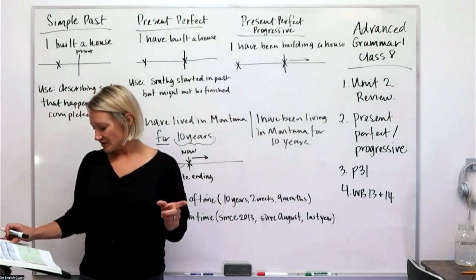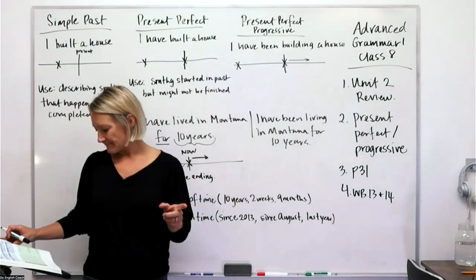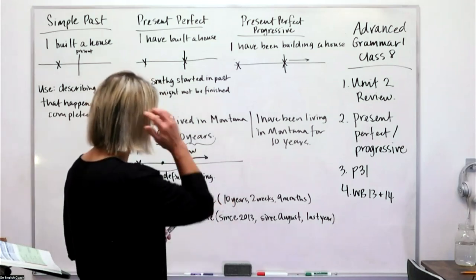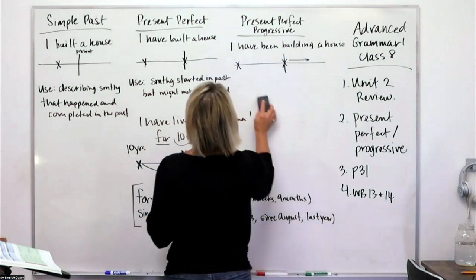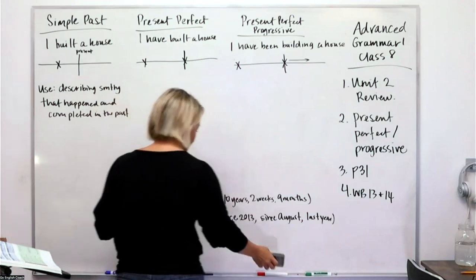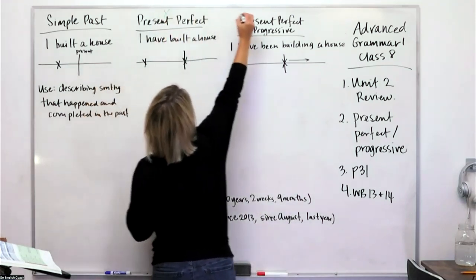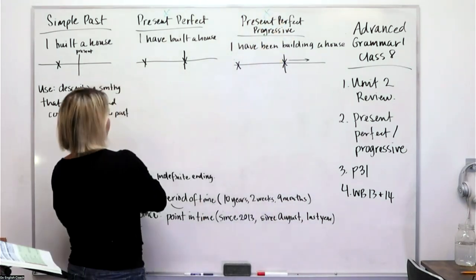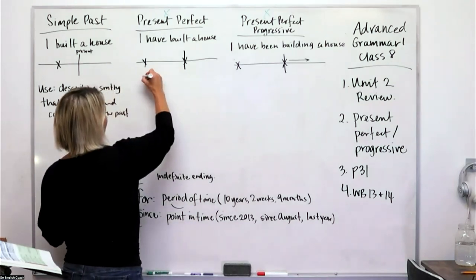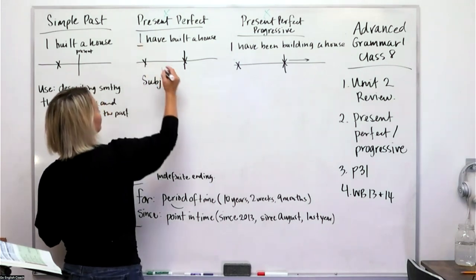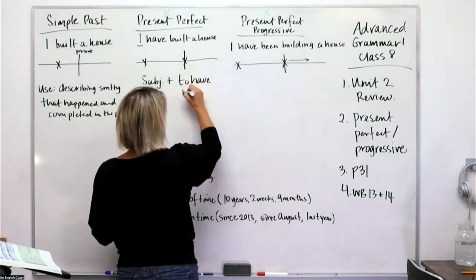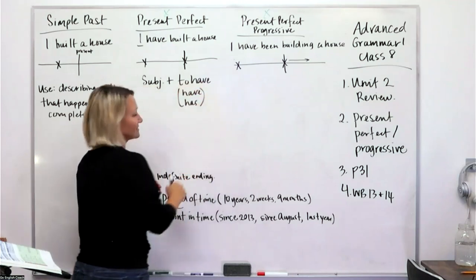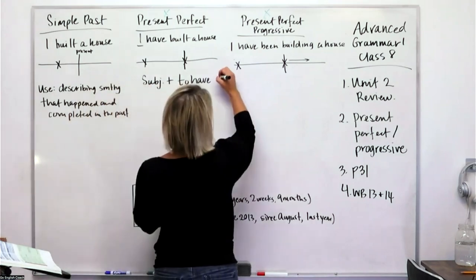Okay, let's see. What else do I want to make sure you guys know? Okay, so let's talk a little bit about how we form these, okay? So I'm going to just erase this. Hopefully you guys have all of this. So what are we doing to form these two different tenses here? So we've got a couple things going on. So I like to use formulas, okay? So we've got the subject, right? That's here. We've got a form of to have. So we've got either have or has. So this is in present tense. She has, they have. And then we've got the participle.